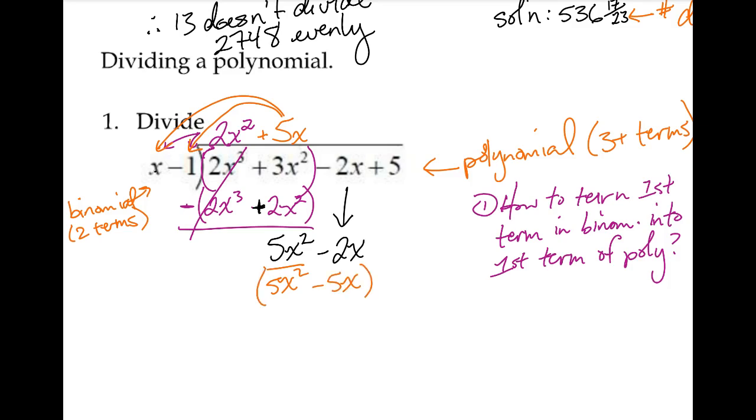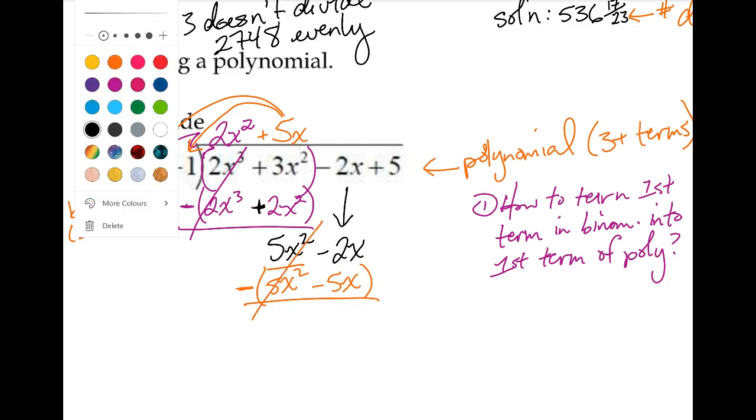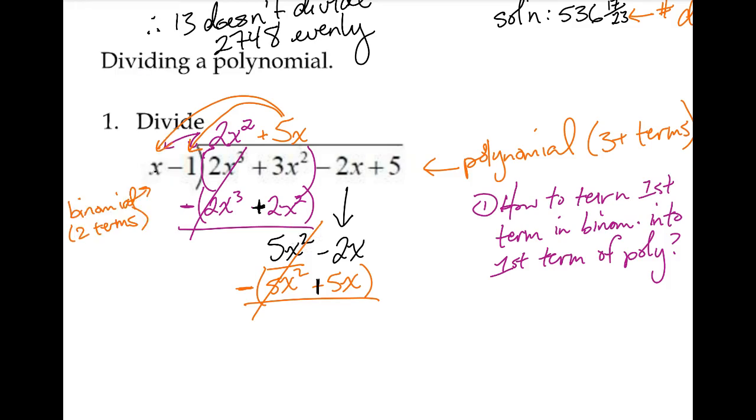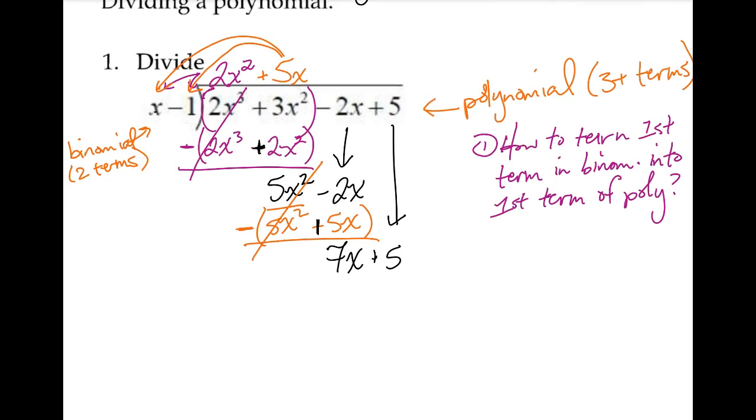But again, I'm subtracting this. So 5x squared minus 5x squared is gone. Subtracting a negative is like adding. So 2 plus 5 is 7x. And then I still have to bring down that 5. This is where being really organized and conscious of stacking columns is really, really important.